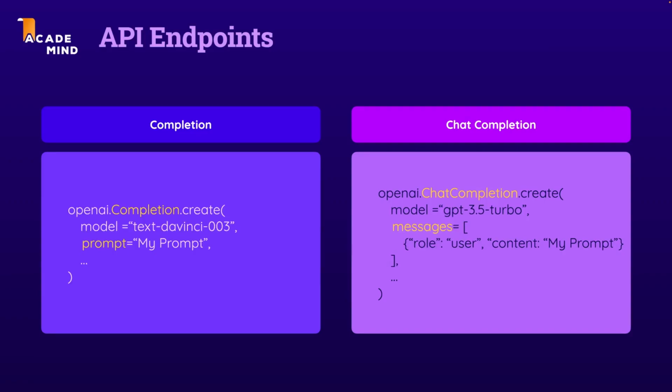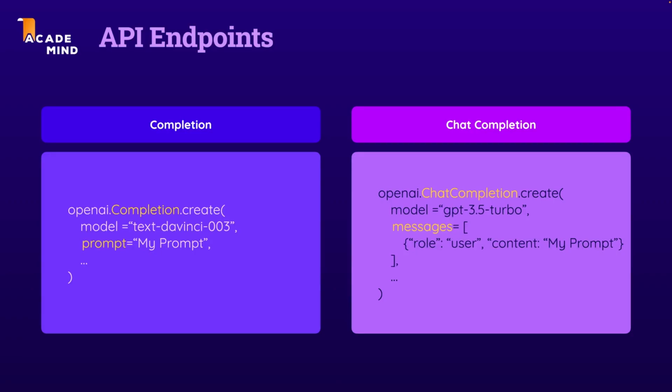Now afterwards, we have the create function, which allows us to manage the connection between our application and the ChatGPT API. And for the completion API, we have a model named text-davinci-003, which is just an example. We can use multiple models with this endpoint. For the chat completion, we have GPT-3.5 Turbo.